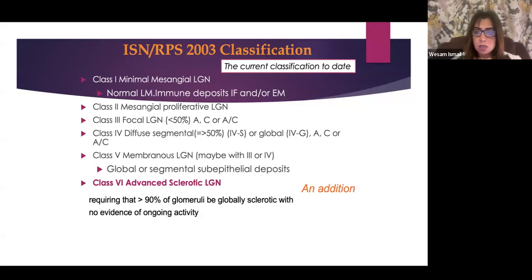So the problem with this class is the definition of the class, and that in actual clinical life and day-to-day practice, this is a scenario or a condition which is rarely met. It's rare to find a biopsy patient with more than 90% of glomeruli globally sclerotic and with no evidence of ongoing activity.